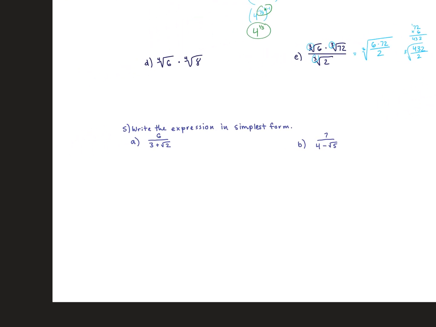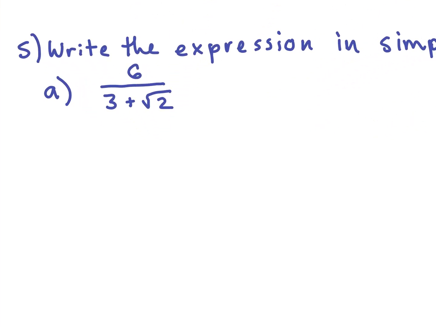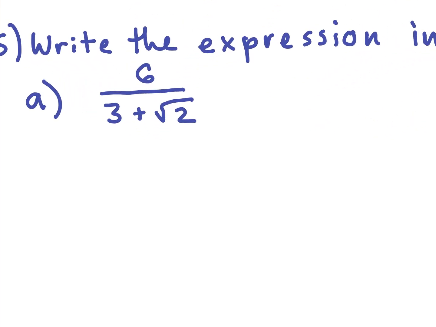All right, let's do number 5. So we have to write the expression in simplest form. So when we have a square root on the bottom, and especially when we have 2 terms, we have to rationalize by multiplying by the conjugate. What's the conjugate of 3 plus square root 2? 3 minus square root 2. So we have to multiply that on the top and the bottom. 3 minus square root 2.